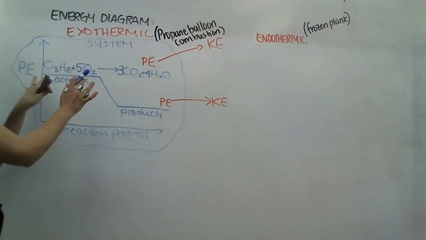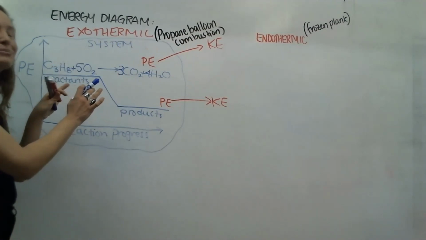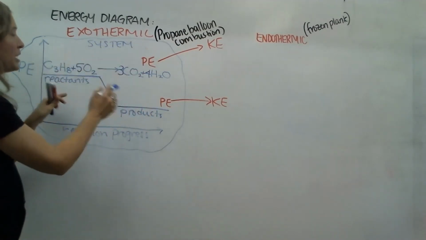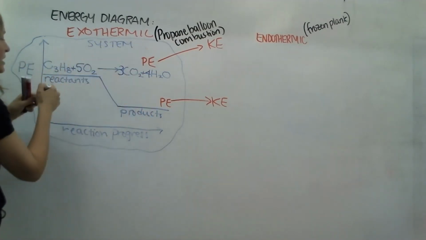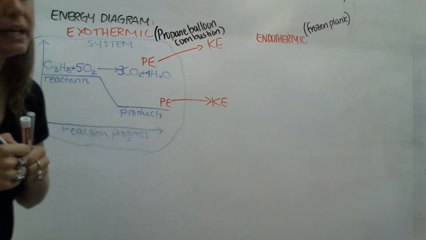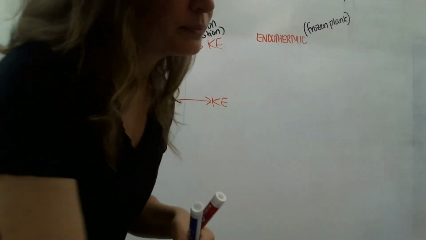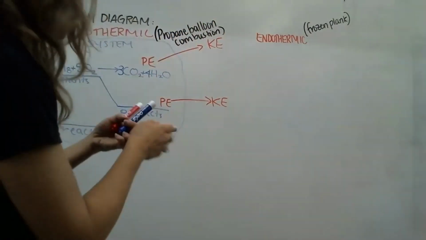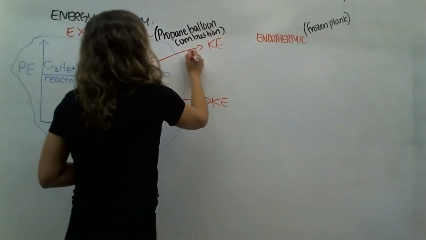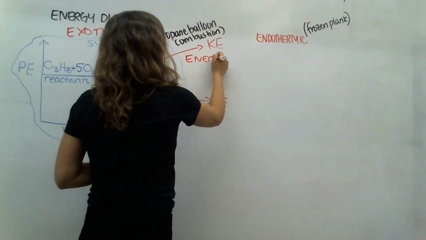And so when we think of combusting a propane balloon or any combustion, we can think of the reactants as higher in energy than the products. And let's write this out here: energy released to surroundings.